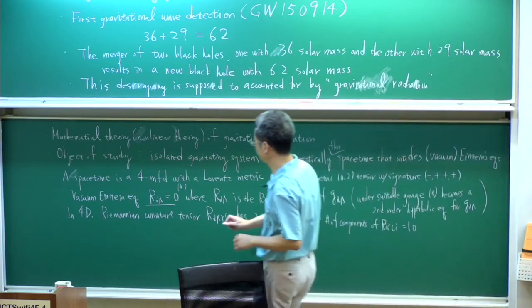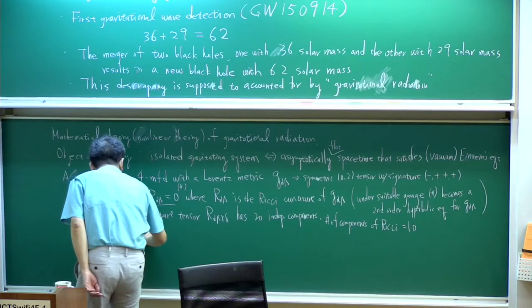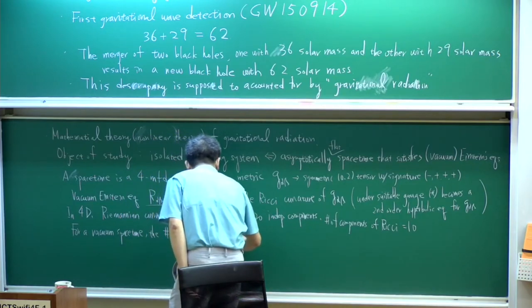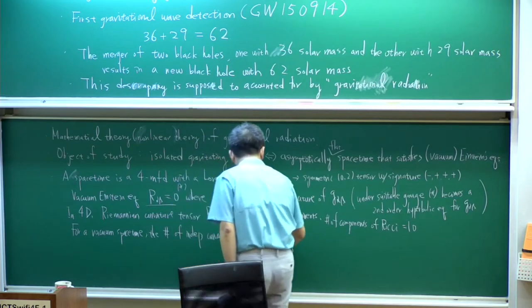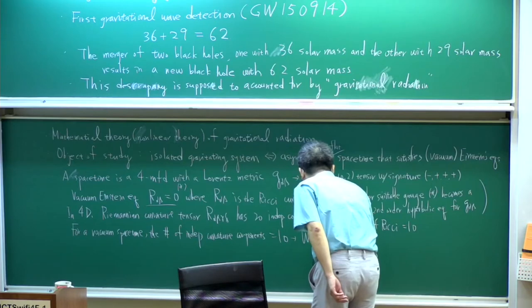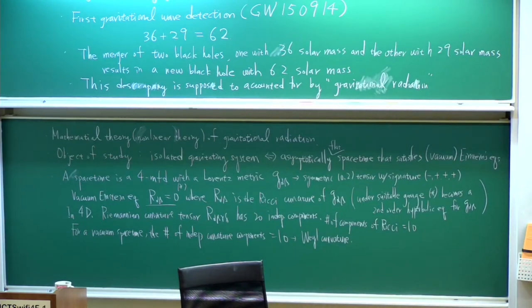Okay. So for a vacuum space-time, the number of independent curvature components is actually equal to 10. Okay, and these are to be parameterized by the Weyl curvature. And therefore, when you study vacuum space-time, it's important to look at these 10 curvature components. But there are different ways to parameterize them. This is actually one of the difficulties of this subject. Different people use different notations, and sometimes it is difficult to compare them.